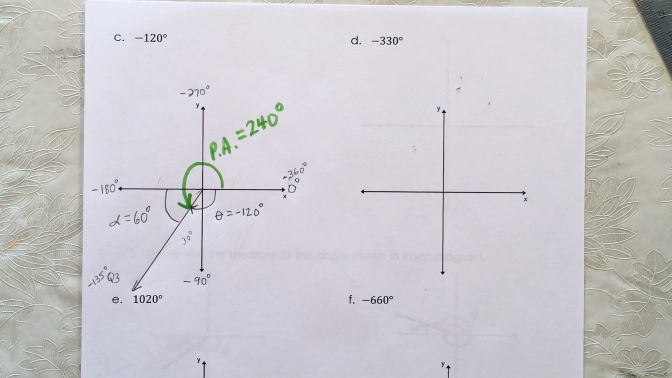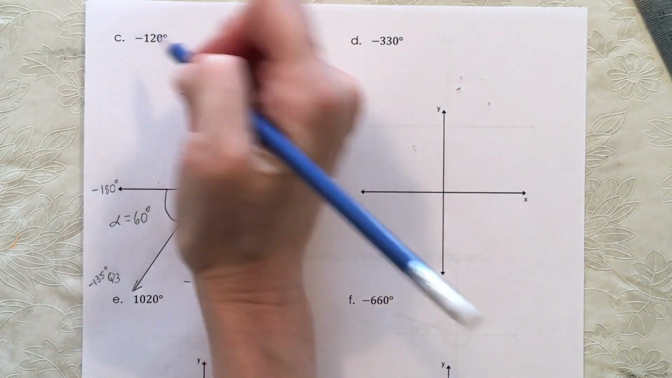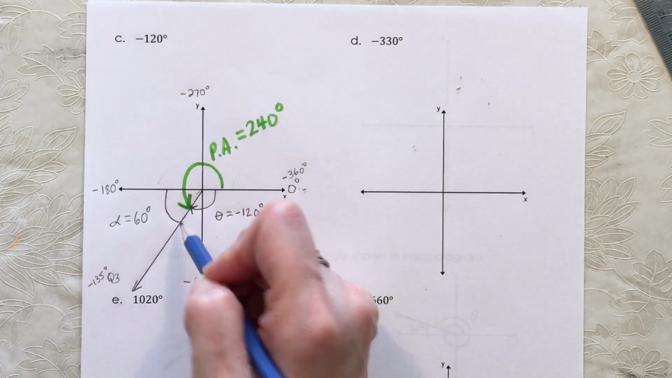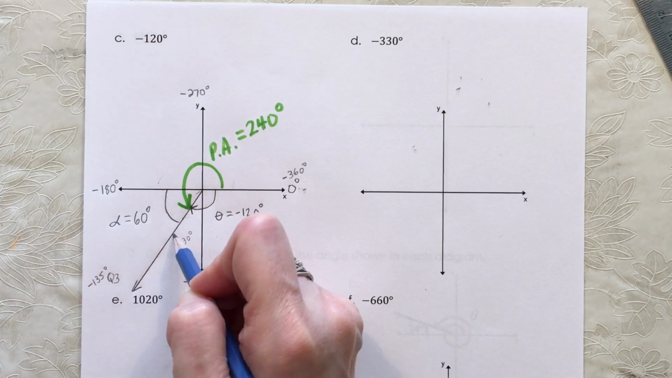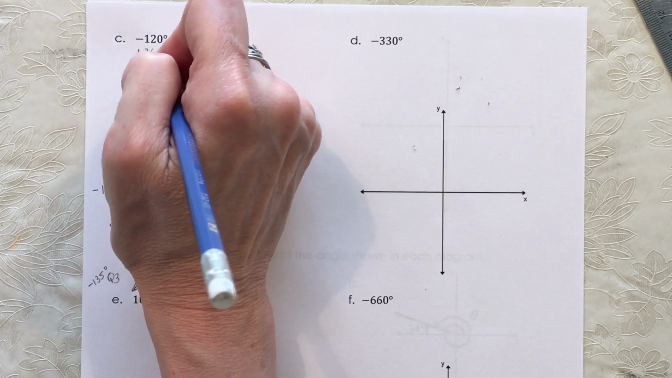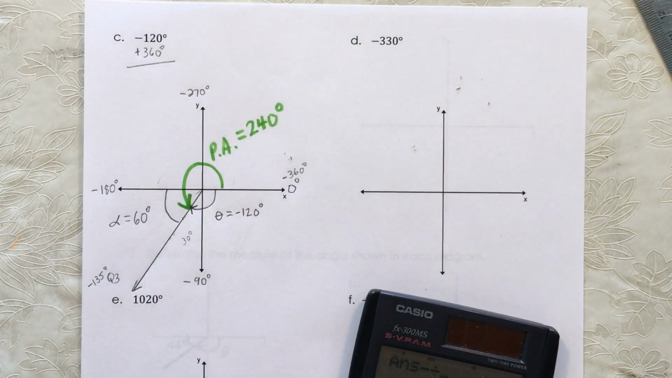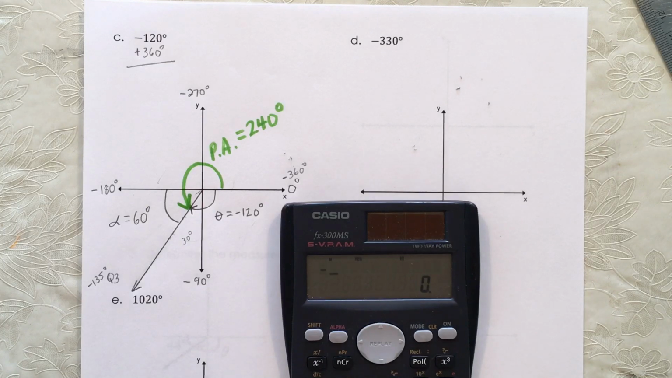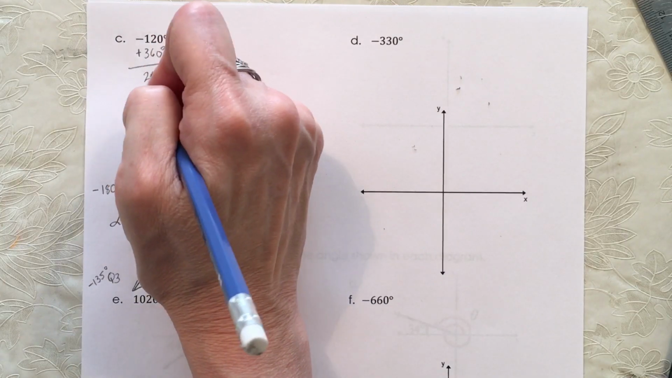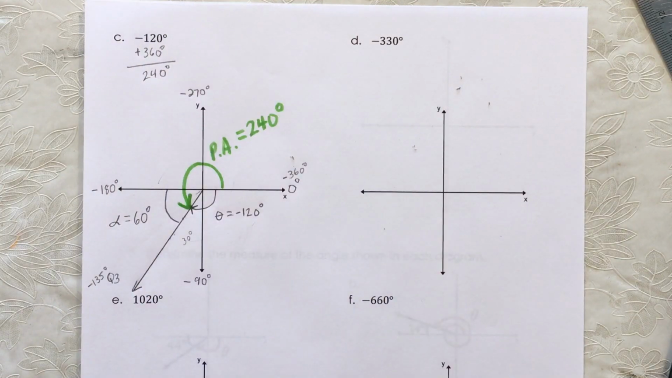Another way of getting the principal angle is, it's always the angle between 0 and 360. So if you're at a certain terminal arm and you add 360, say I'm here and I add 360, I'm just going to loop right back around here. So if you're at negative 120 and you add 360, you're going to get to the same spot. Negative 120 plus 360 gives me 240, which is my principal angle. So adding 360 just loops you around to the exact same spot again.